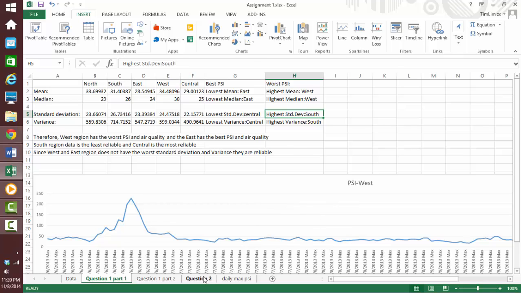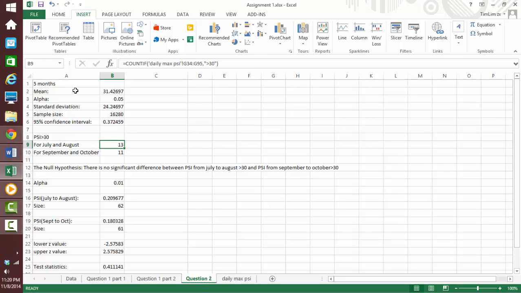Then I moved on to question 2, where the mean I'm supposed to find is like the previous question, equals average, but for this question I had to highlight the whole data and press enter to get this value. For alpha, I did 1 minus 0.95, as 0.95 is the confidence interval, like over here, 95% confidence interval. For standard deviation, I did STDEV.P, because P is for population, as you're going to use the whole data, and I clicked the whole data and pressed enter. For sample size, I used count, and I clicked the whole data and it gave me 16280.